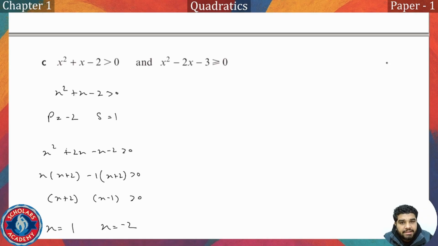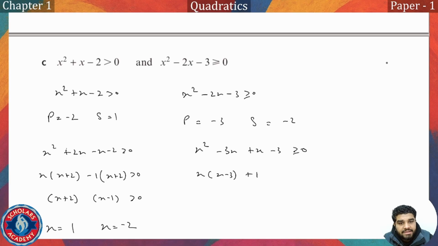If I check the second one, x square minus 2x minus 3 is greater than or equal to 0. The product over here is negative 3, and the sum is equal to negative 2. So x square minus 3x plus x minus 3 is greater than or equal to 0. If I take x common, x minus 3, and if I take plus 1 common, x minus 3 is greater than or equal to 0.